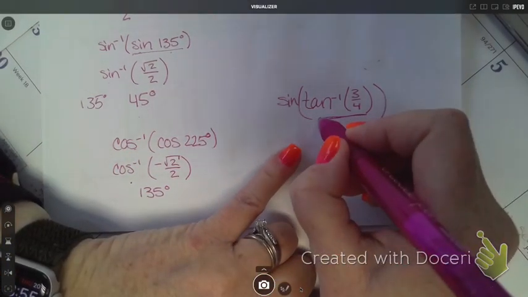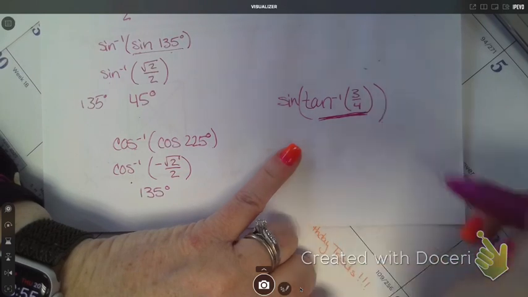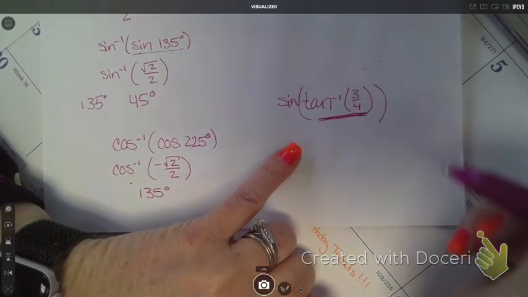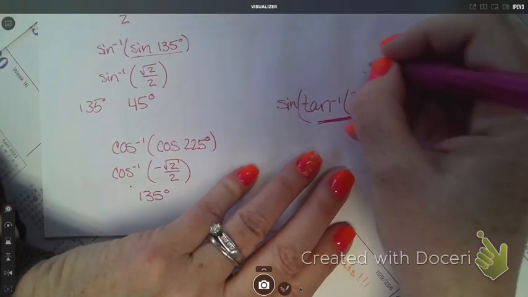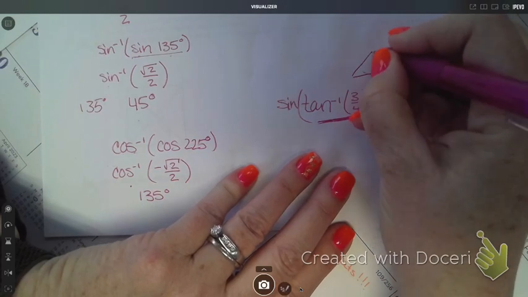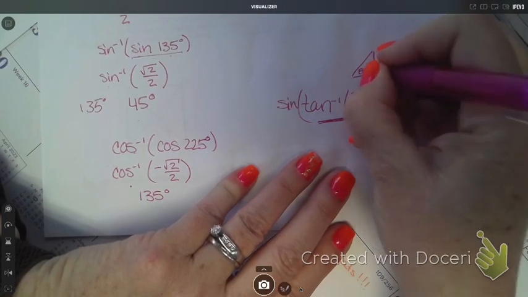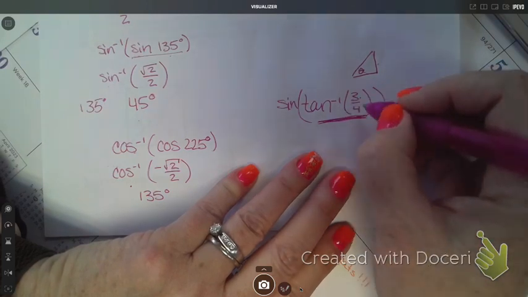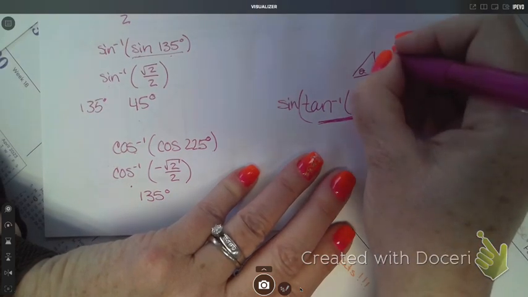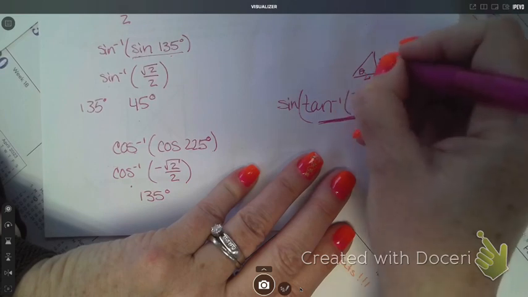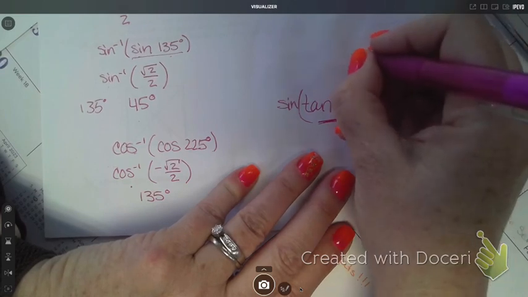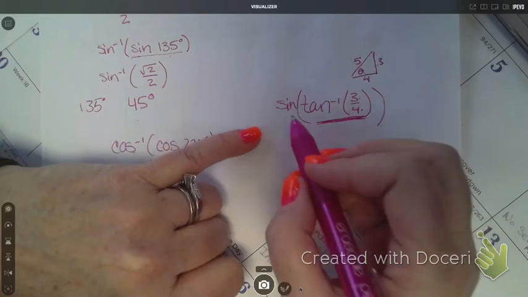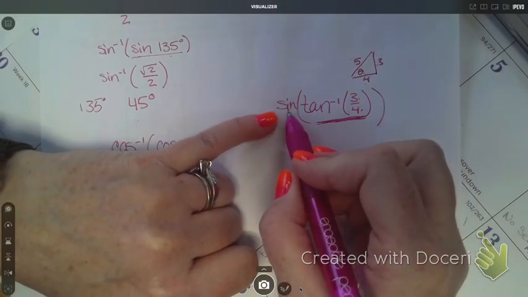Could I draw a triangle with this information? Yes. That triangle would be in the first quadrant. So I draw a triangle. And here's theta. We don't know what theta is, do we? No. And this is opposite over adjacent. So 3 over 4. So this is a 3, 4, 5 triangle. And now it wants a sine of that triangle.